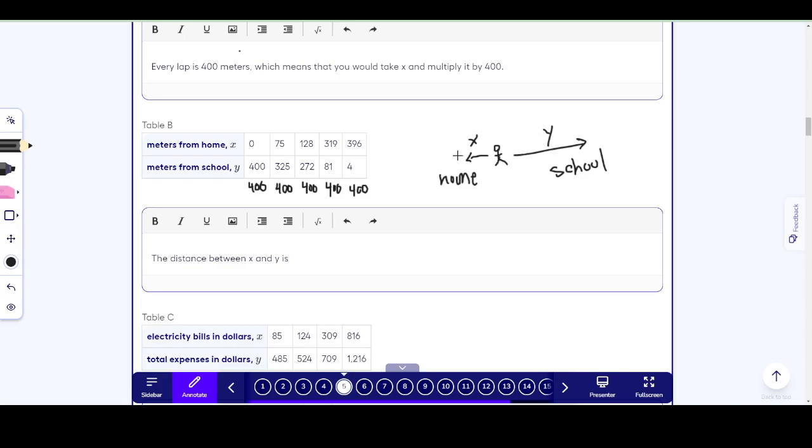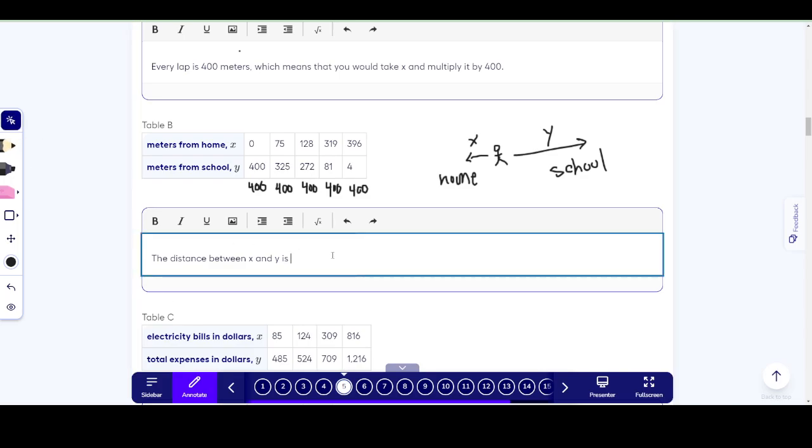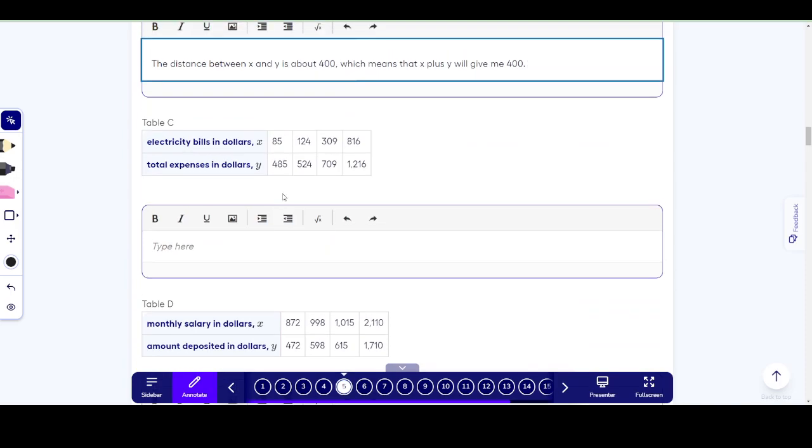So if you go from x to y, you get 400. If you're at home, that means school is 400. So if you're 75 away from the house, then it means you're 325 to school. So the whole distance between home and school is about 400. So that means we know that x plus y will give me 400. Okay, pretty straightforward on this one. Let's move on to the next one.